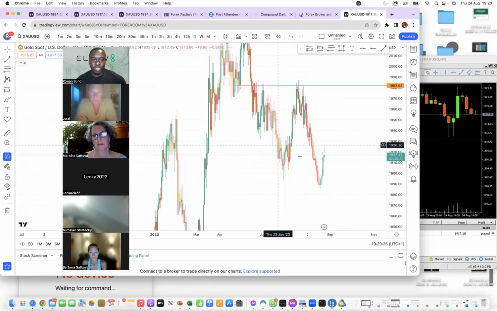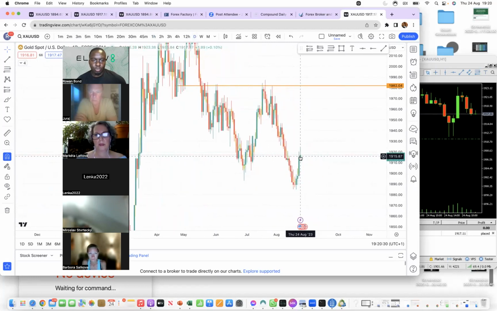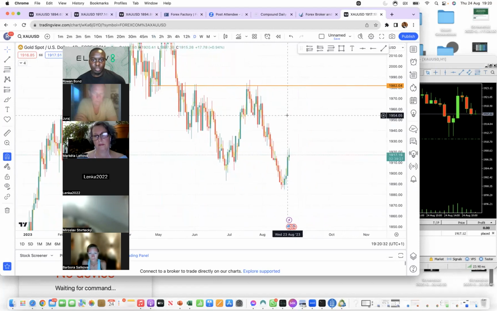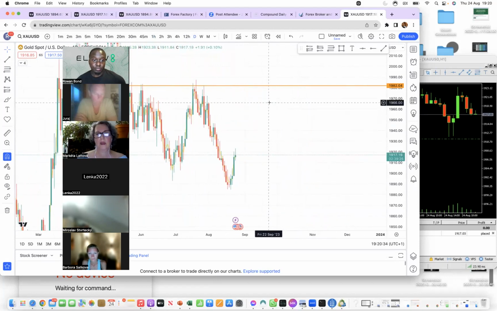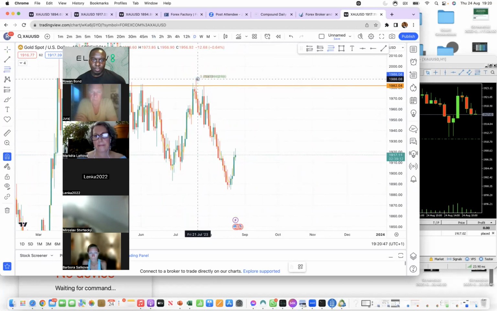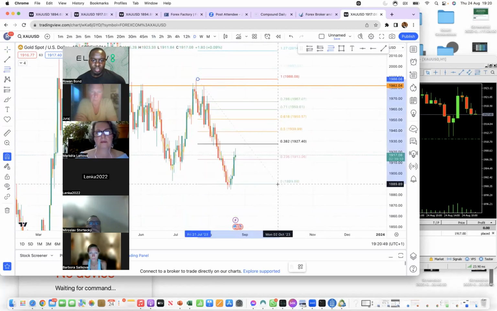So on the 1 hour, it looks like an uptrend, but overall, on the higher time frames, we're still in a downtrend. Does that make sense to everyone? Yeah. So what I'm going to show you here, I'm going to fib from the high to the low.